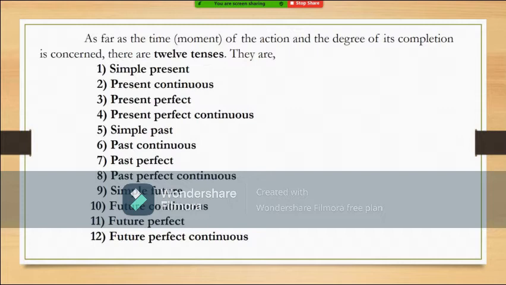What is the tense? Tense shows the time of the action, a particular moment of the action and how far the action has come to an end or whether it is going on. It describes the degree of its completion. There are 12 tenses: simple present, present continuous, present perfect continuous. Simple past, past continuous, past perfect continuous. Simple future, future continuous, future perfect continuous.